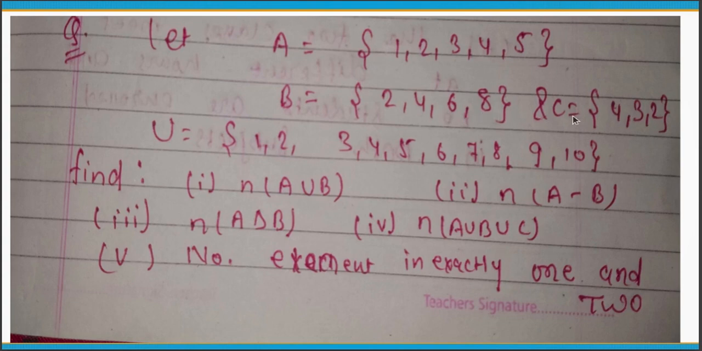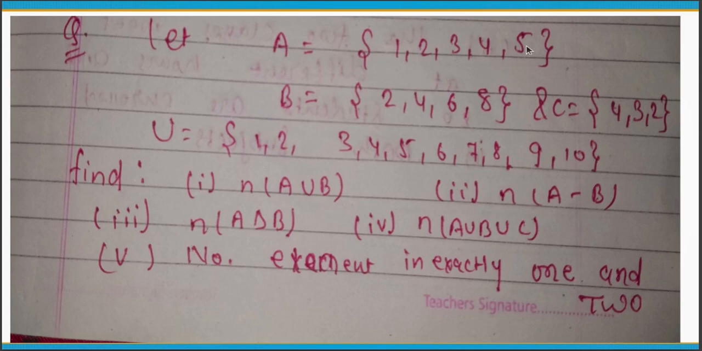Now let a question: A is the set 1 2 3 4 5, B is the set 2 4 6 8, C is the set 4 3 2, the elements of sets A, B, C respectively. The universal set is 1 2 3 4 5 6 7 8 9 10. Now find the number of A union B. A union B means 1 2 3 4 5 6 8, so the total number of elements in A union B is 7.